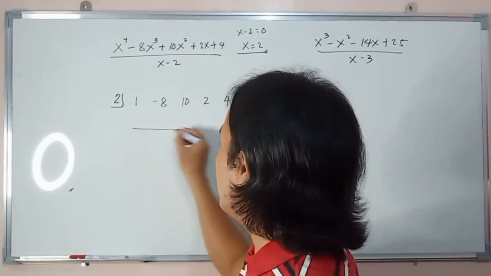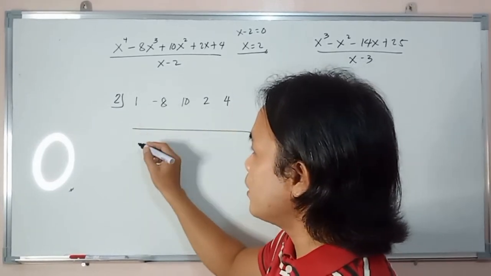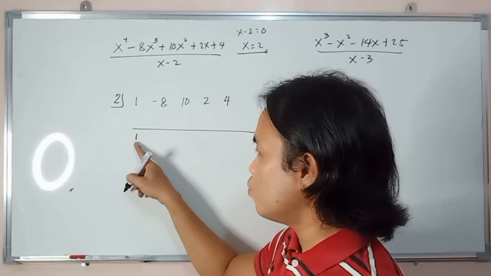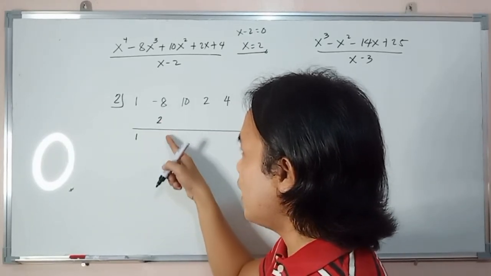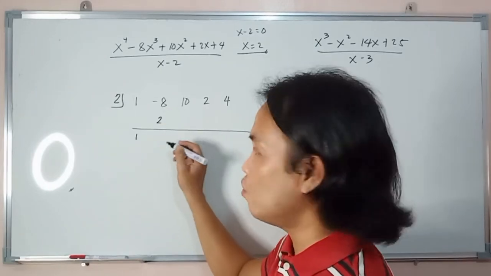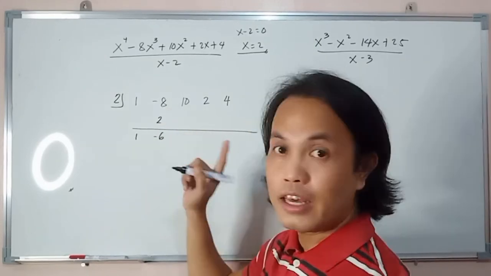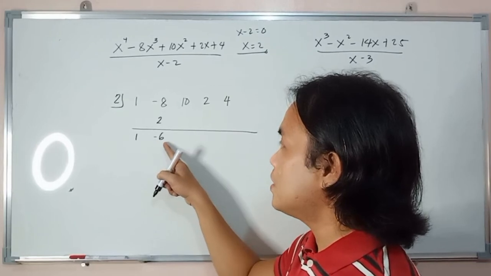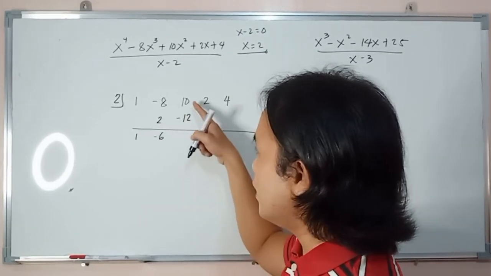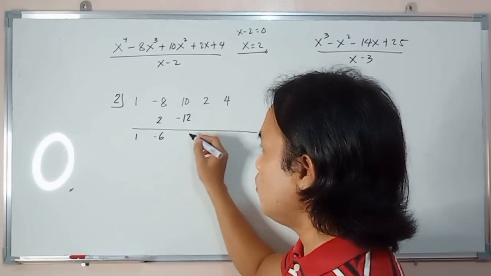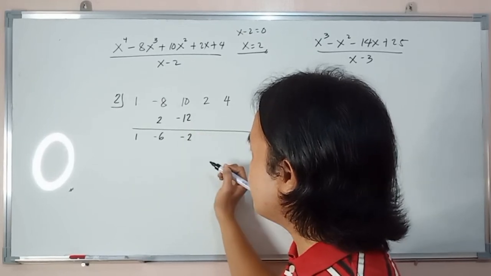Then, first step, we bring down 1. Next we multiply 1 times 2. That is 2. Then add. So negative 8 plus 2 is negative 6. Then we do the same process. Negative 6 times 2 is negative 12. Then 10 plus negative 12 is negative 2.